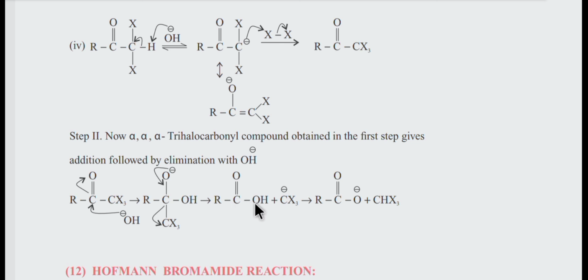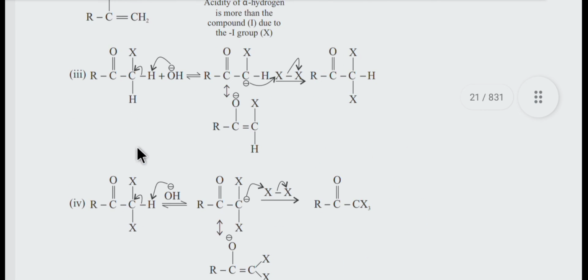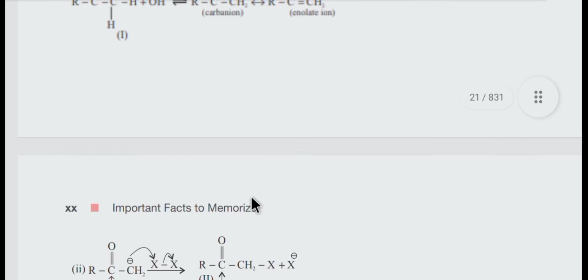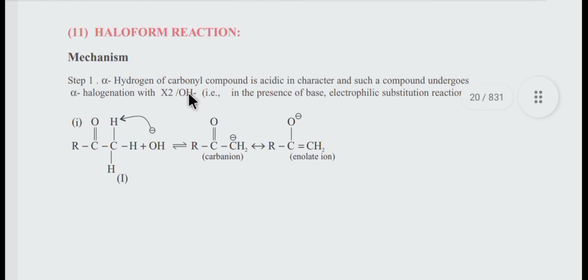So RC double bond OH, this compound will be produced, and CX3 negative, which can be resonance stabilized, or you can say that this CX3 will once again deprotonate this carboxylic acid, and produce the carboxylate ion and CHX3 compounds. These are the haloforms. This is the haloform reaction.